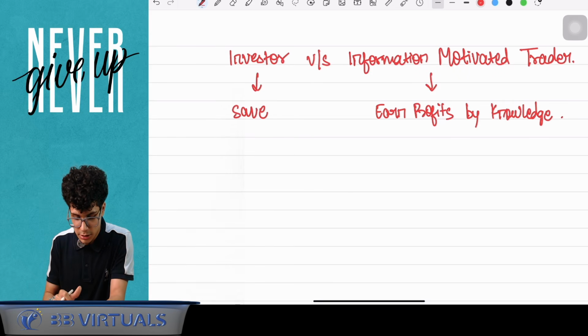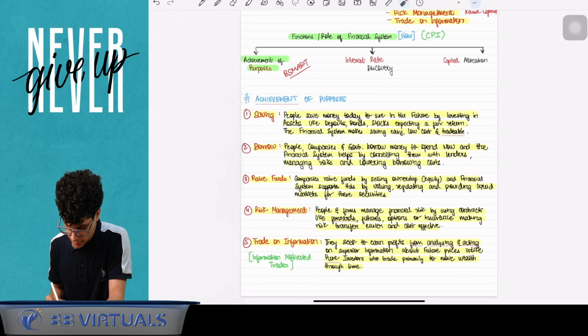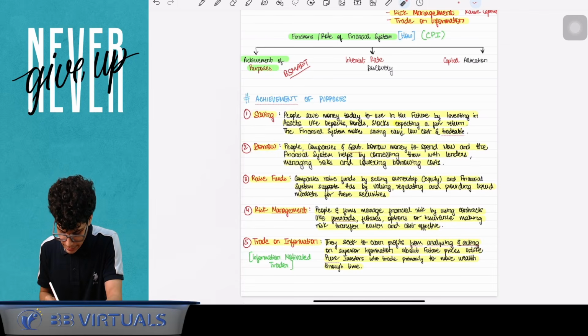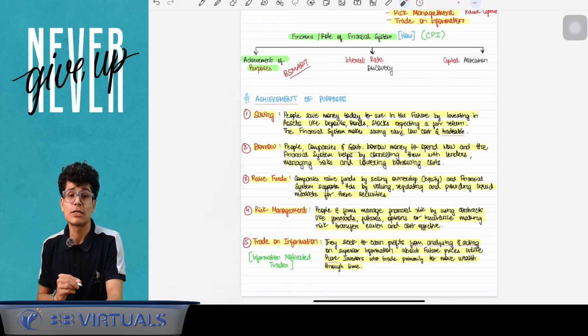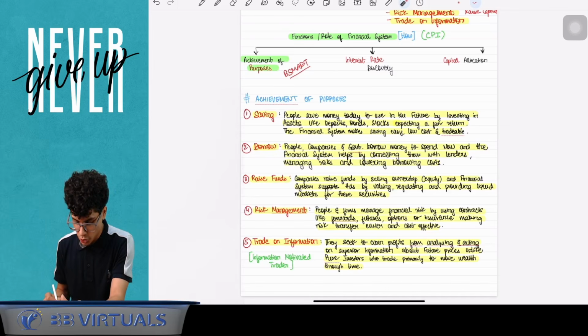ठीक है? So this is what has been explained over there. If we take who is an information motivated trader, they seek to earn profits from analyzing and acting on superior information about the future prices. Unlike pure investors, they are not like pure investors. Pure investors just want to save money. They are not like pure investors who trade primarily to move wealth through time.